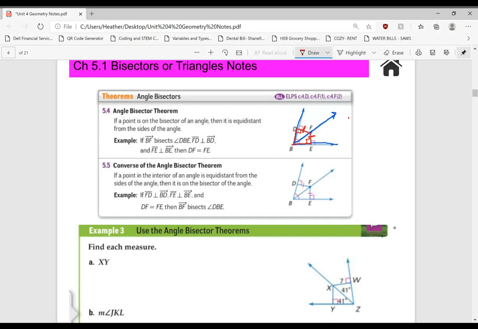The next theorem is the converse of the angle bisector theorem. If a point is in the interior of an angle and is equidistant from the sides of the angle, then it is on the bisector of the angle.